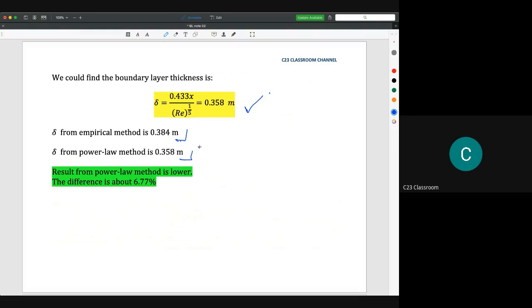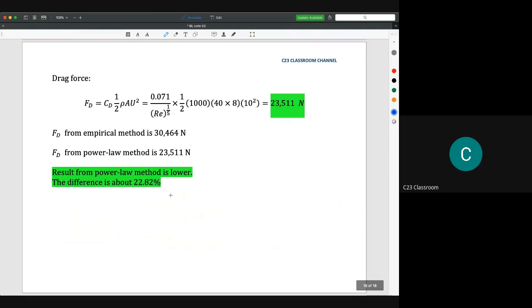So if we compare this value, we found that the result from the power law method is a little bit lower, and the difference is about 6.77%. So in terms of boundary layer thickness, it can be accepted, because the difference is not so big. Now we look at the drag force.